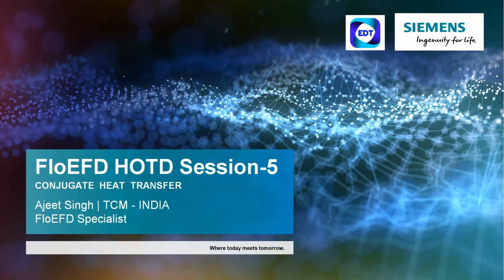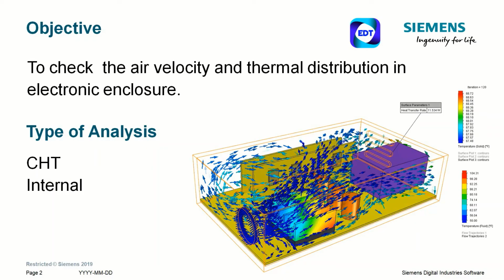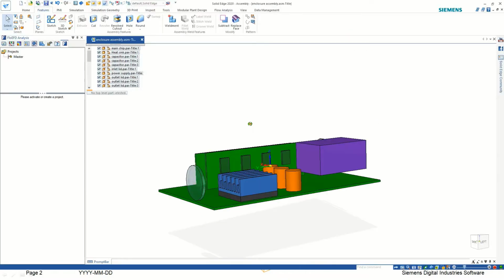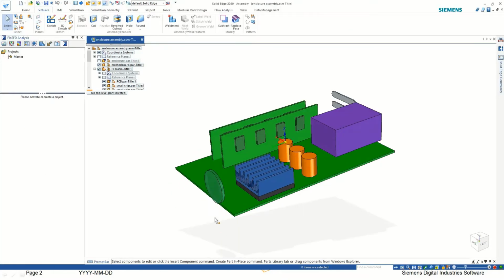So let's get started. The objective is to check the air velocity and thermal distribution inside the electronic enclosure, which is a CHT, conjugate heat transfer analysis, inside a defined volume, or we can say the internal analysis. So let's move on with the hands-on. This is the setup which we have in front of us.